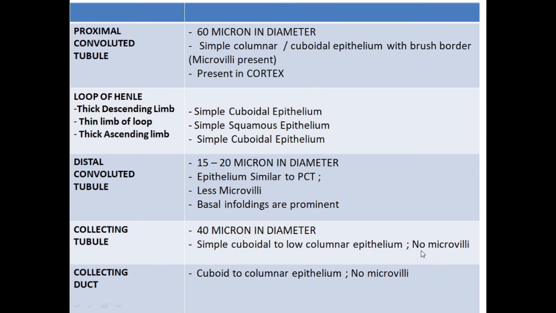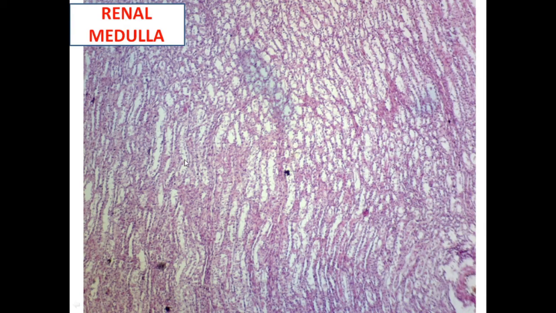This is just a theoretical part, you just need to remember them individually. There is nothing much to discuss about it in detail. This is the slide of the renal medulla part of the kidney. It shows a large number of tubules and collecting ducts which cannot be differentiated individually, and it can very easily be differentiated from the cortex of the kidney.